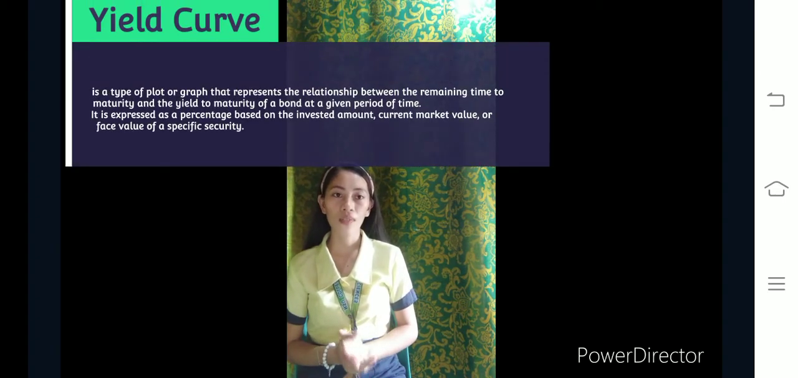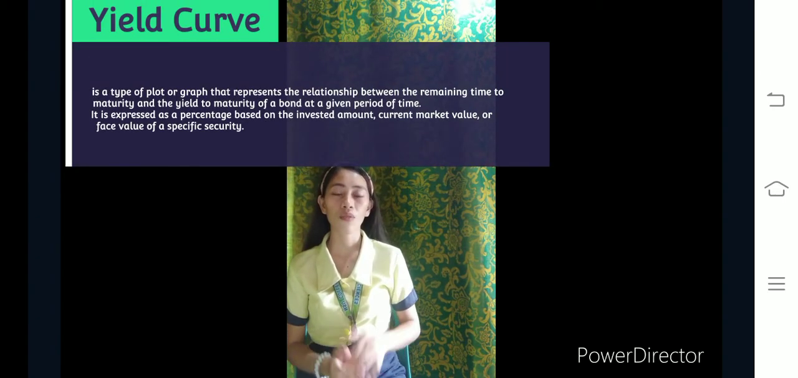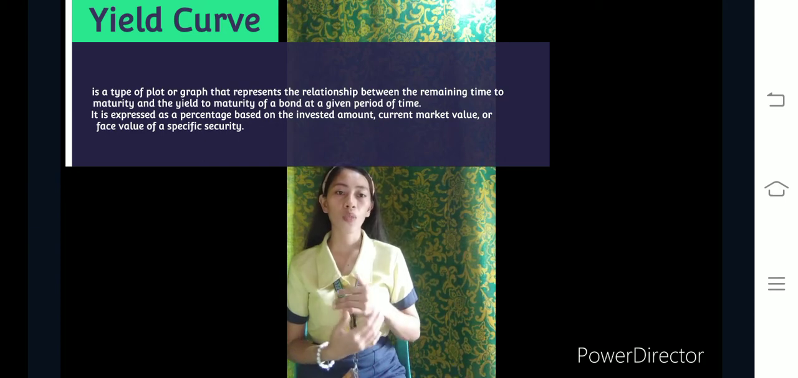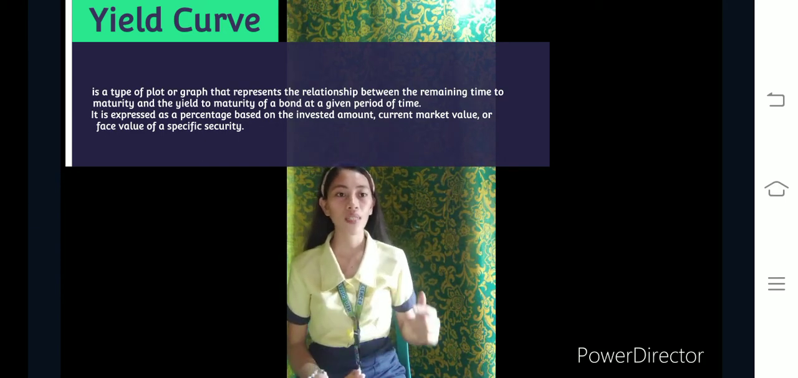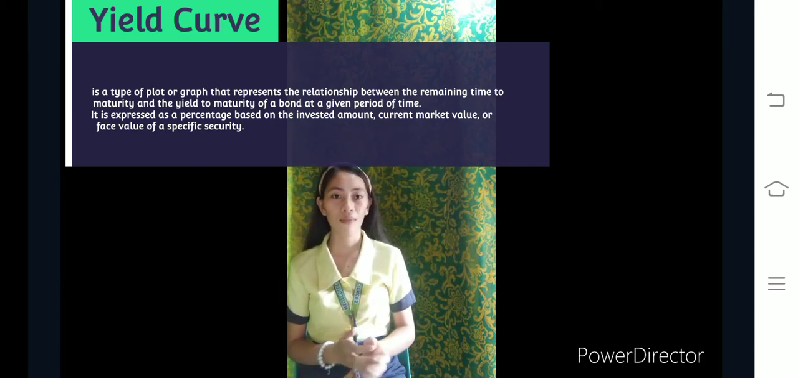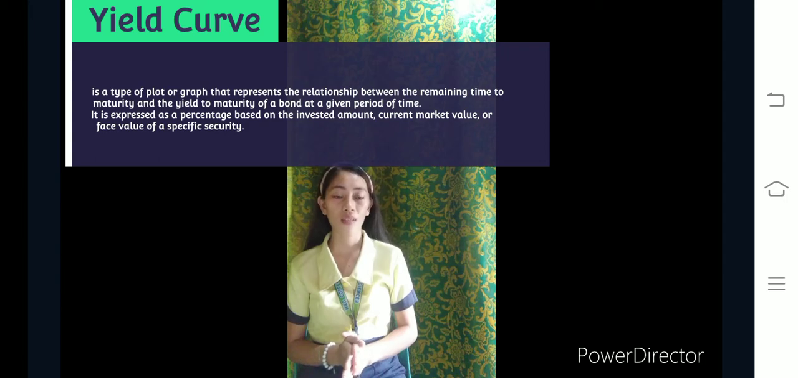Whereas the yield curve is a type of plot or graph that represents the relationship between the remaining time to maturity and the yield to maturity of a bond at a given period in time. It is expressed as a percentage based on the investment amount, current market value, or face value of a specific security. The following pictures are the types of yield curve.